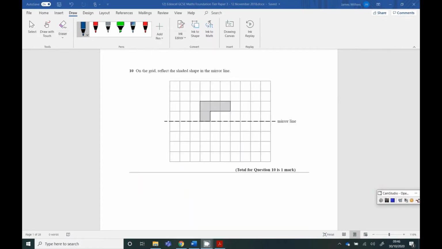Question 10. So we're reflecting this shape in the mirror line. So these 2 points are exactly on the mirror line, so they don't move. Now this point here is 1 away from the mirror line, so that goes one away the other direction. Same with this point here, 1 away. This point here is 2 away, so we'll go 2 away, as will this one here. So just joining all those points together, we get that shape there.